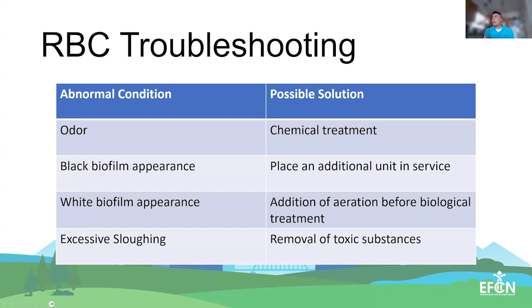And then biological black film may mean that you have too much loading going into your RBC. And then if you have white biofilm, this may mean that you're not getting enough BOD removal and you want to add some aeration. And excessive sloughing is often the result of toxic substances that may need to be pre-treated for.